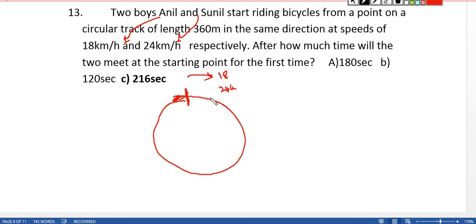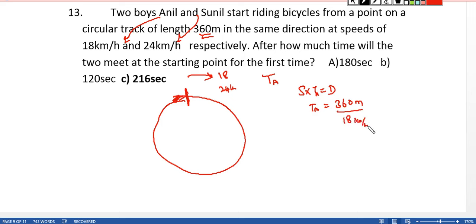The distance of the circular track is 360 meters. The first thing we are going to find out is how much time Anil takes and how much time Sunil takes. Speed into time equals distance, and the distance here is 360 meters. First we find the time taken by Anil, TA, which is 360 meters divided by his speed, 18 km per hour.